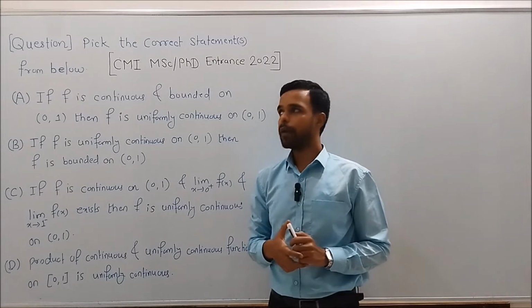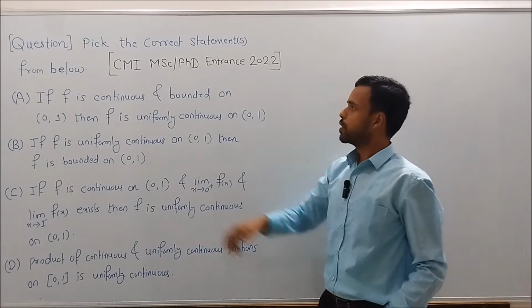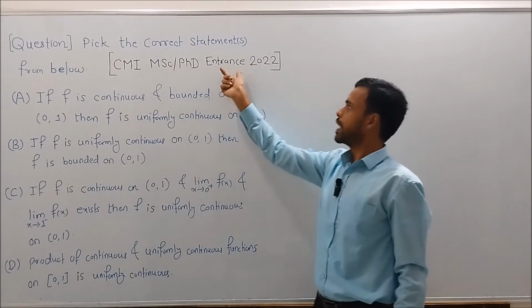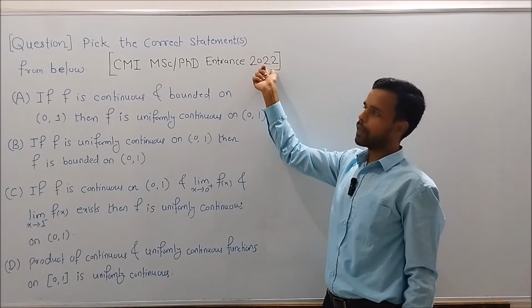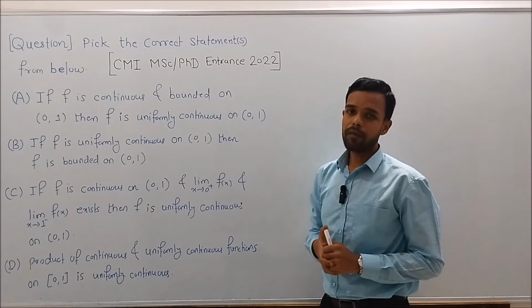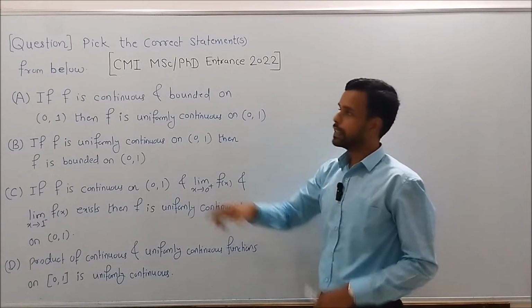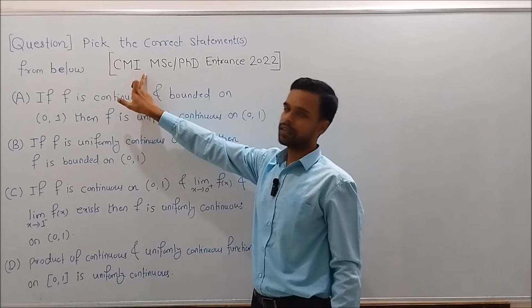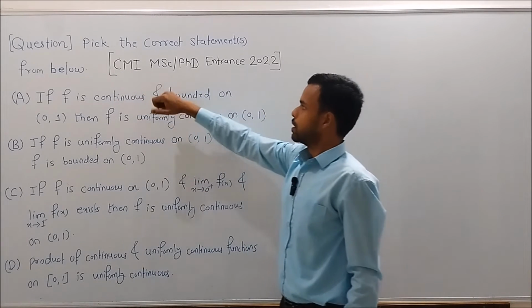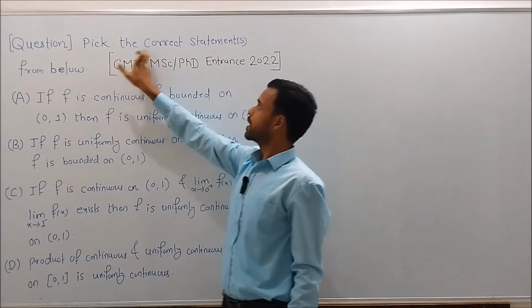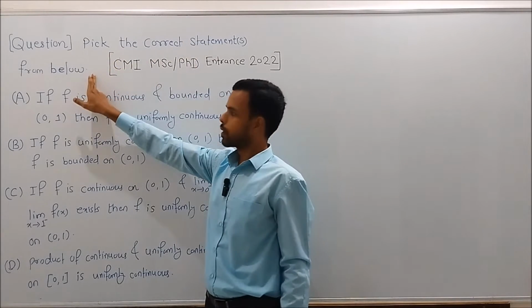In today's video, I am going to solve one question from the CMI MSc PhD Entrance 2022 exam. This is one of the toughest exams on higher mathematics. CMI stands for Chennai Mathematics Institute. So the question is, pick the correct statements from below.